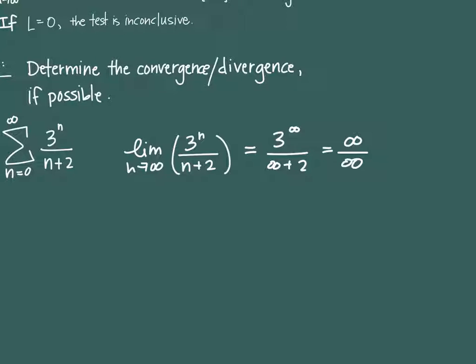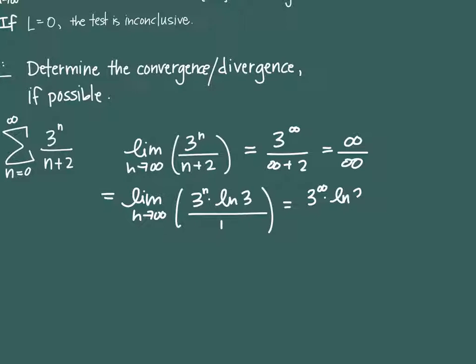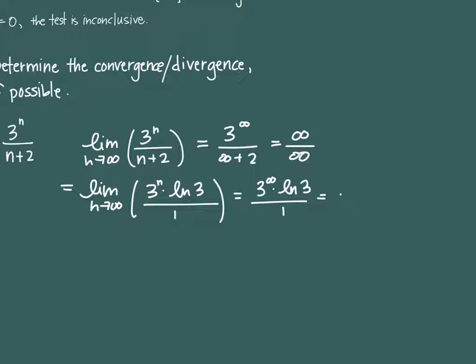So I'll need to employ L'Hopital to help me out. The derivative of 3 to the n is still 3 to the n times the natural log of 3, divided by the derivative of the bottom, which is 1. And I'll plug infinity into that. So I'll get 3 to the infinity times the natural log of 3 over 1. And what does that turn out to be? Infinity, which is not 0.